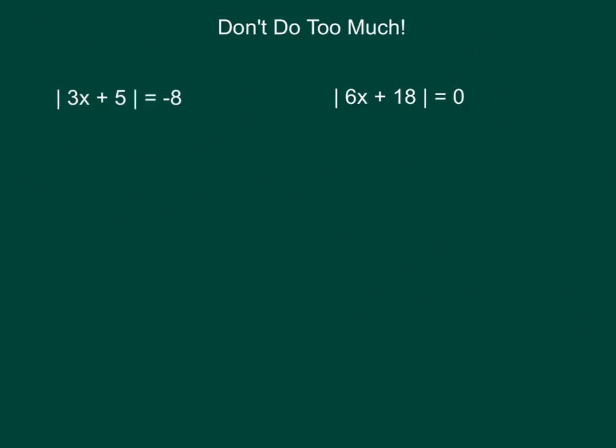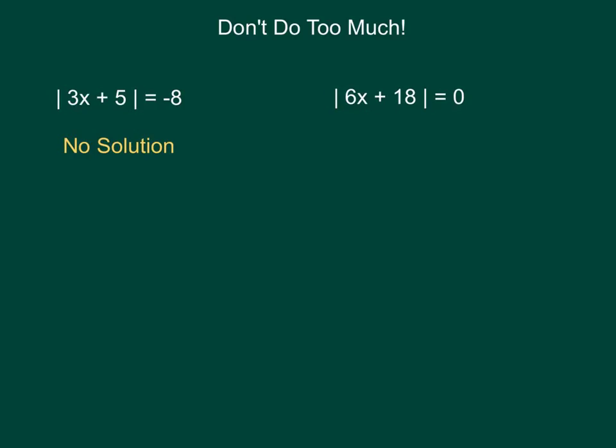Here's a quick warning for you. Don't do too much work. I know that's something that you'd be happy to hear. If you look at the left equation here, the absolute value of 3x plus 5 equals -8. We're going to be tempted to split that up and make two new equations. But we remember that the absolute value can never be negative. So right away we can draw the conclusion that this has no solution.